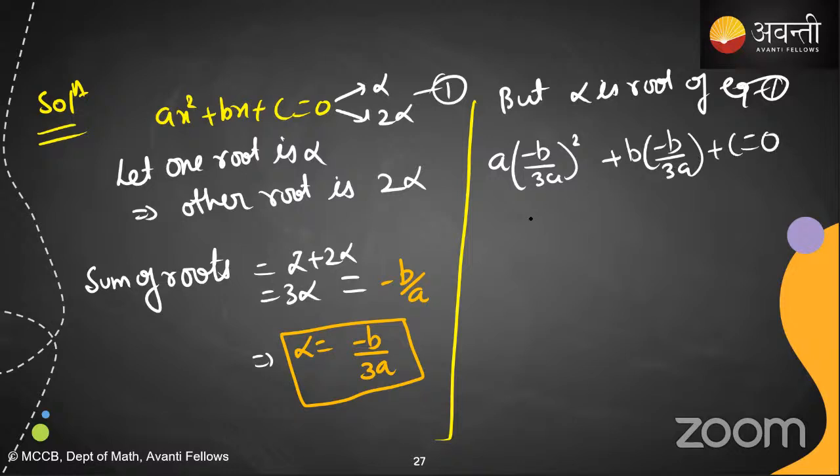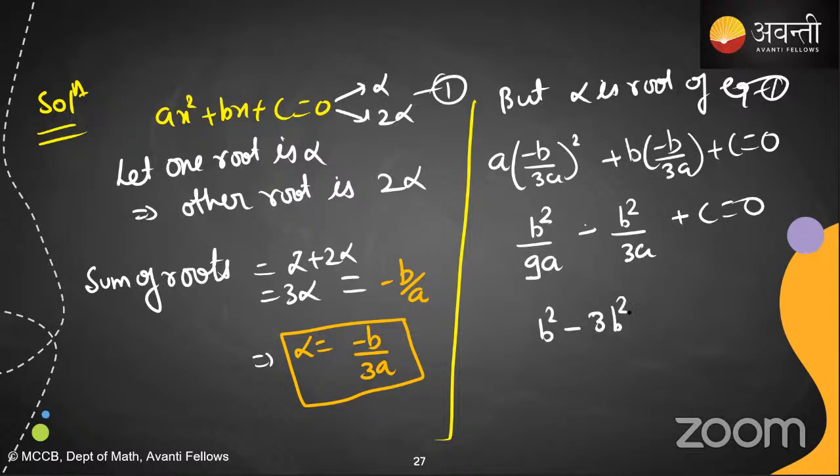Okay. So what is this? b square upon 9a minus b square upon 3a plus c is equal to 0. So take the LCM. So b square minus 3b square upon 9a is equal to minus c, right? What is this? Minus 2b square is equal to minus 9ac.